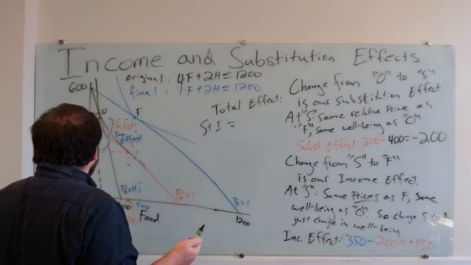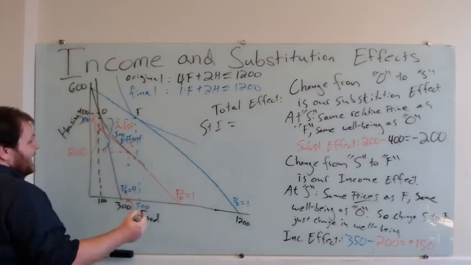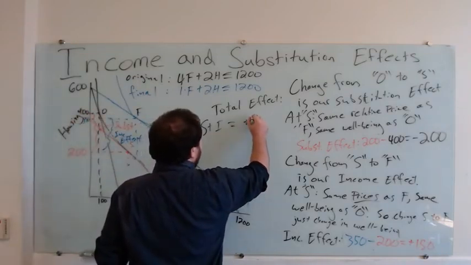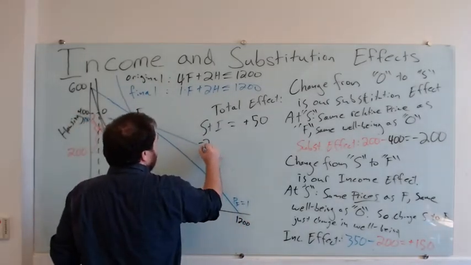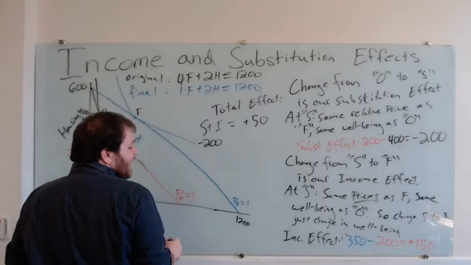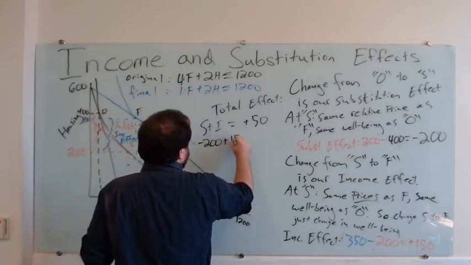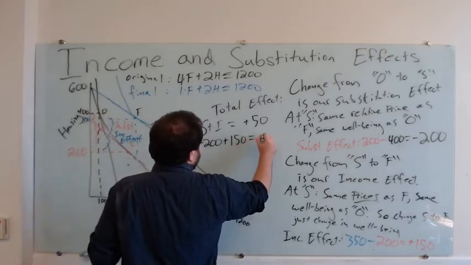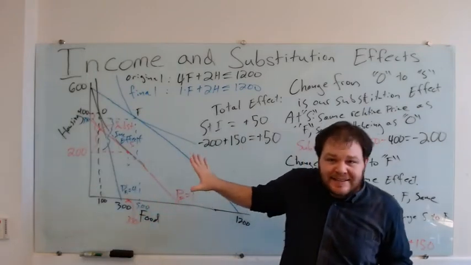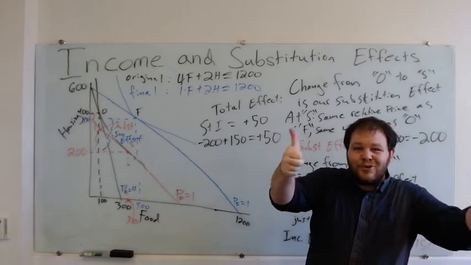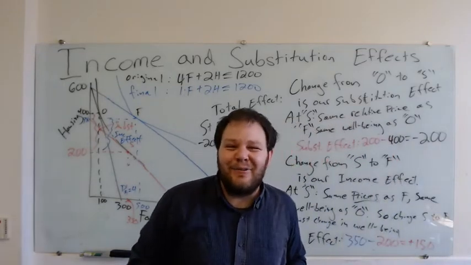And so our final effect, again, we knew the punchline at the end. We knew that our final effect had to be plus 50. And that's going to be the result of a negative 200 substitution effect and a positive 150 income effect. Okay, does this make sense? Great. If not, please let me know when we talk about this in person.